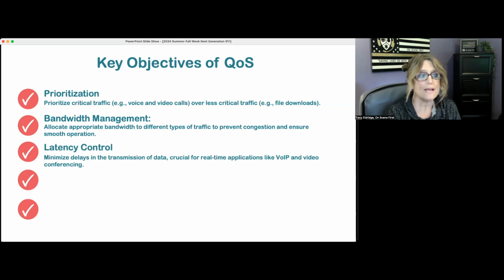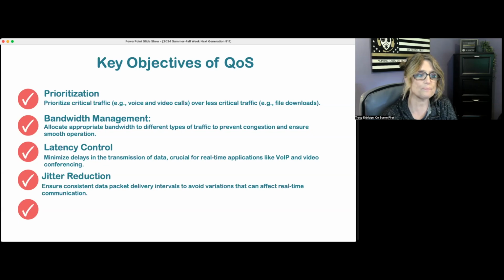Latency control. This minimizes delays in the transmission of data. It's crucial for real-time applications like VoIP and video conferencing, so it's not choppy, right? So when we think of next generation 911, we're going to start seeing videos, et cetera, that are coming in addition to our voice. So making sure that those pieces are being delivered clearly is important.